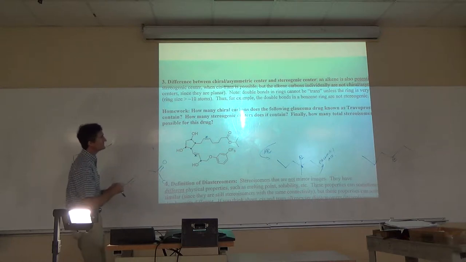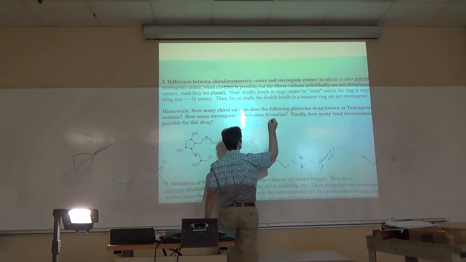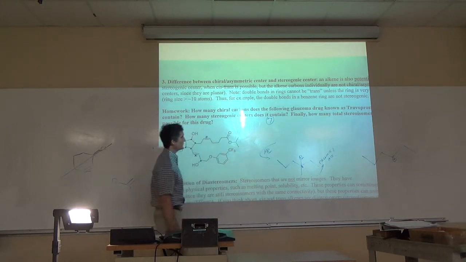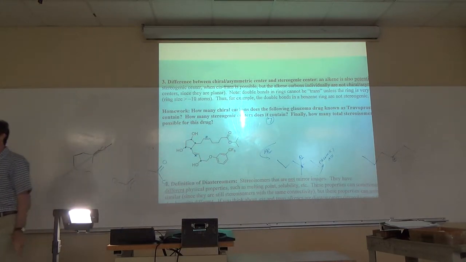Okay, what's the answer? How many stereogenic sites, centers? Seven. Yeah. Seven. How many total stereoisomers possible? 128. 2 to the 7 is 128, right? 128. All right, draw them all.